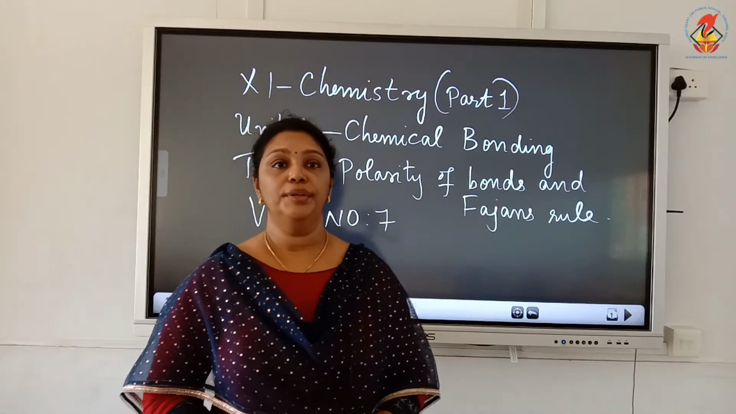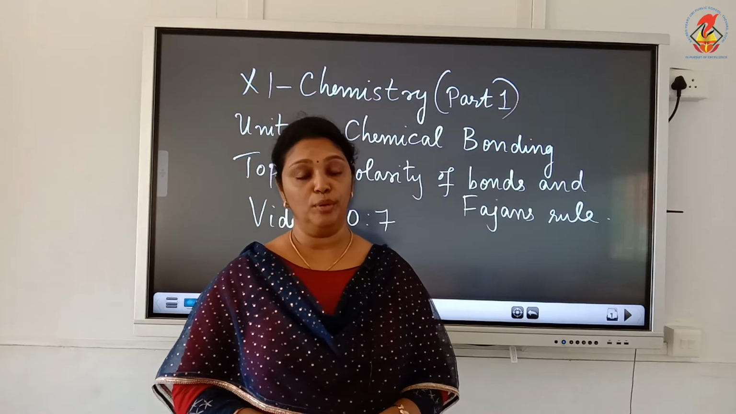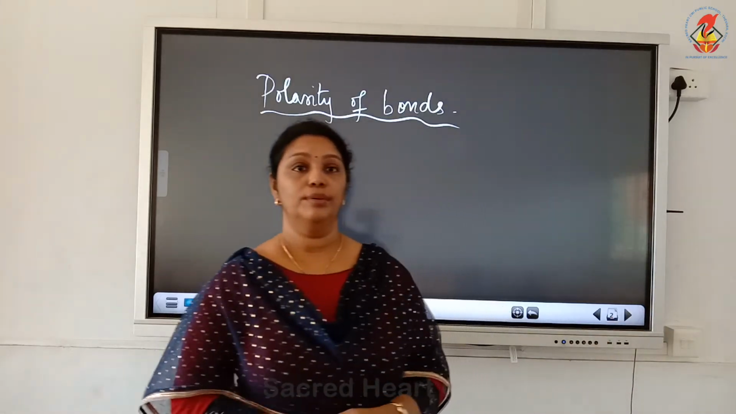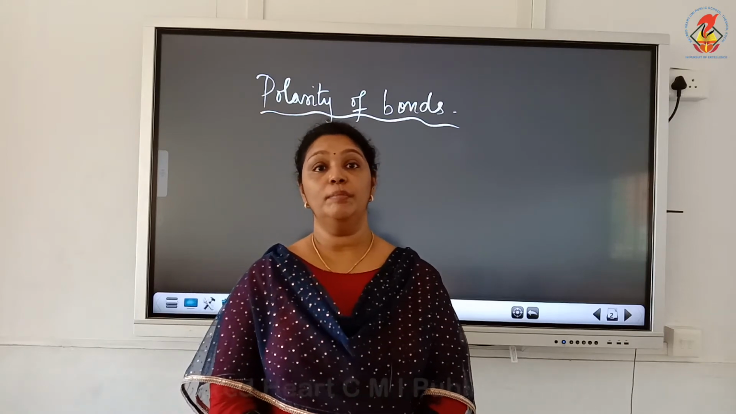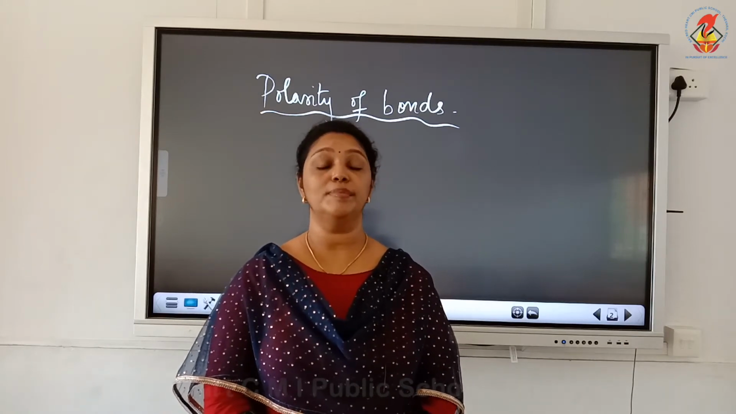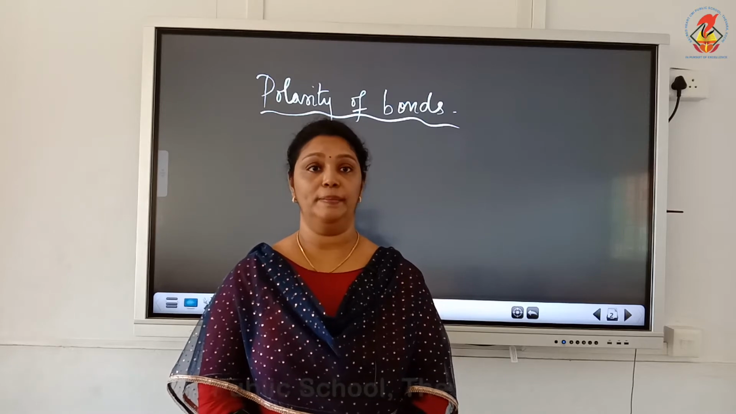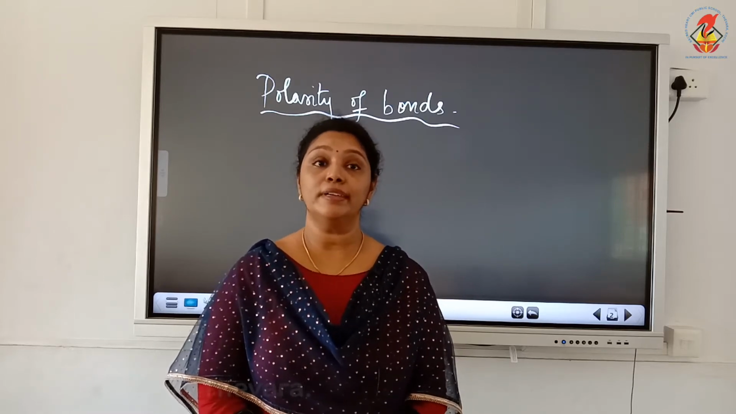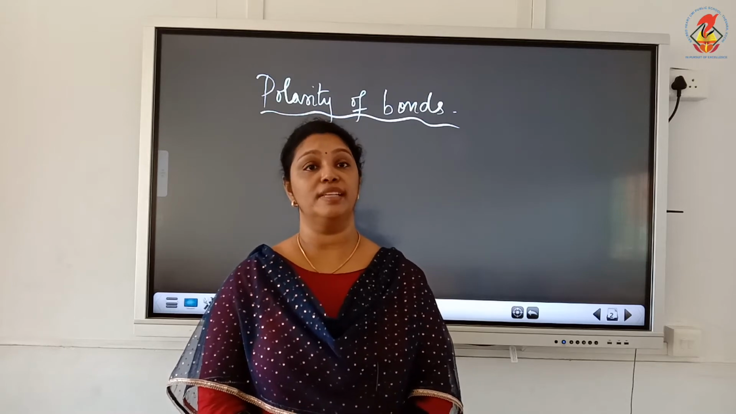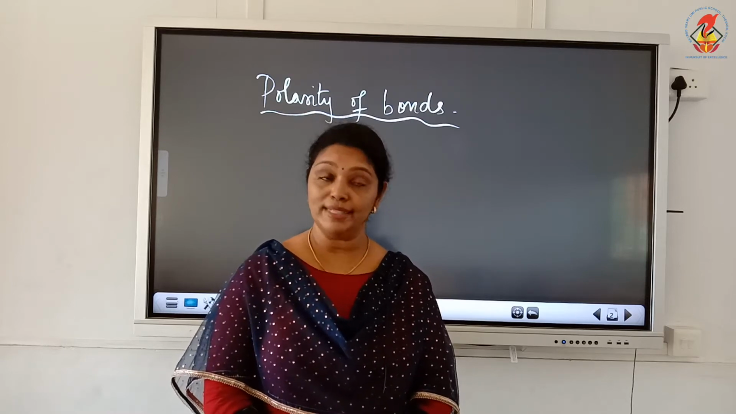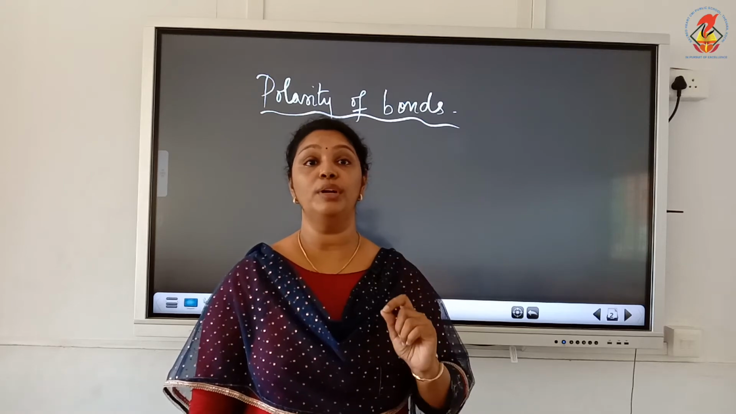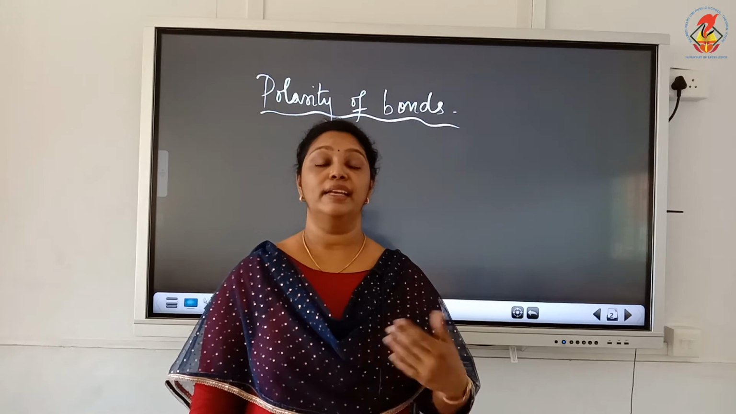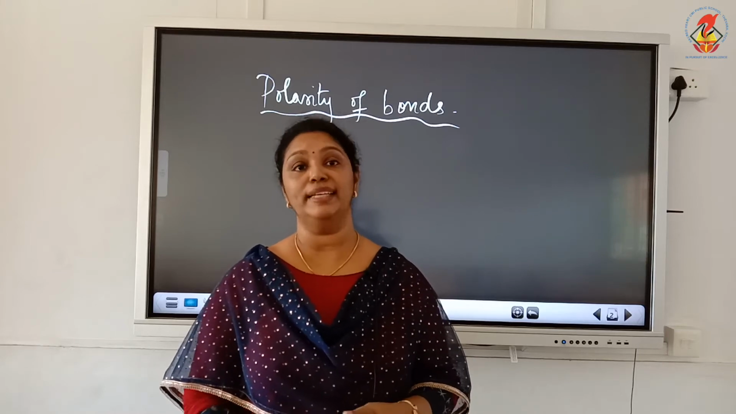In this video, we are going to discuss the polarity of bonds and Fajans' rule. Now, we know that chemical bonds are mainly of two types, ionic bond and covalent bond. It is found that there is no bond which is 100% ionic or 100% covalent, which means that even a covalent bond has some ionic character, and an ionic bond possesses some covalent character.